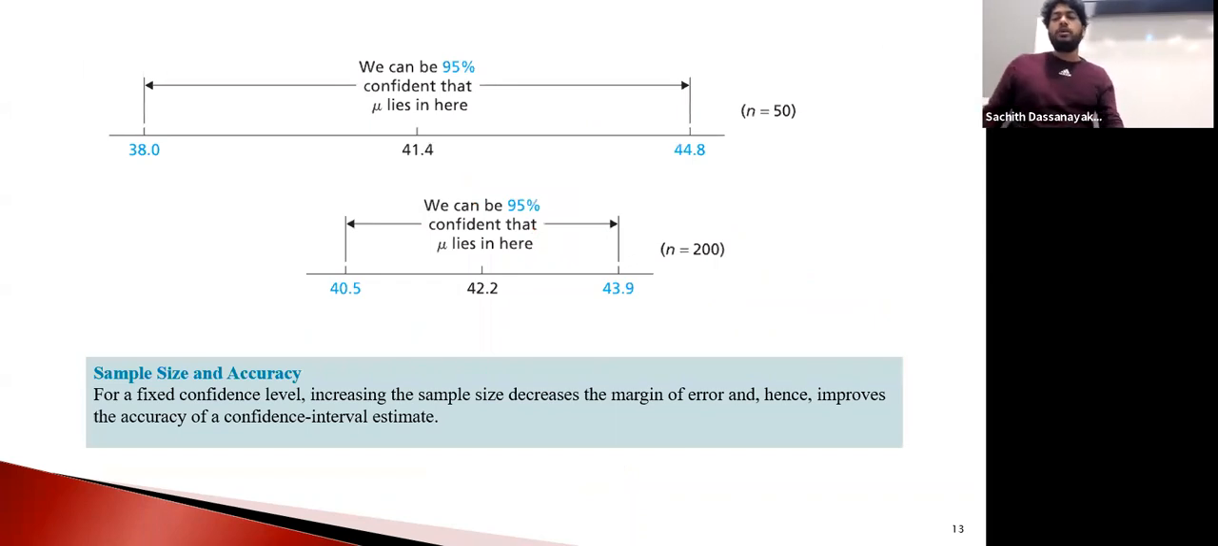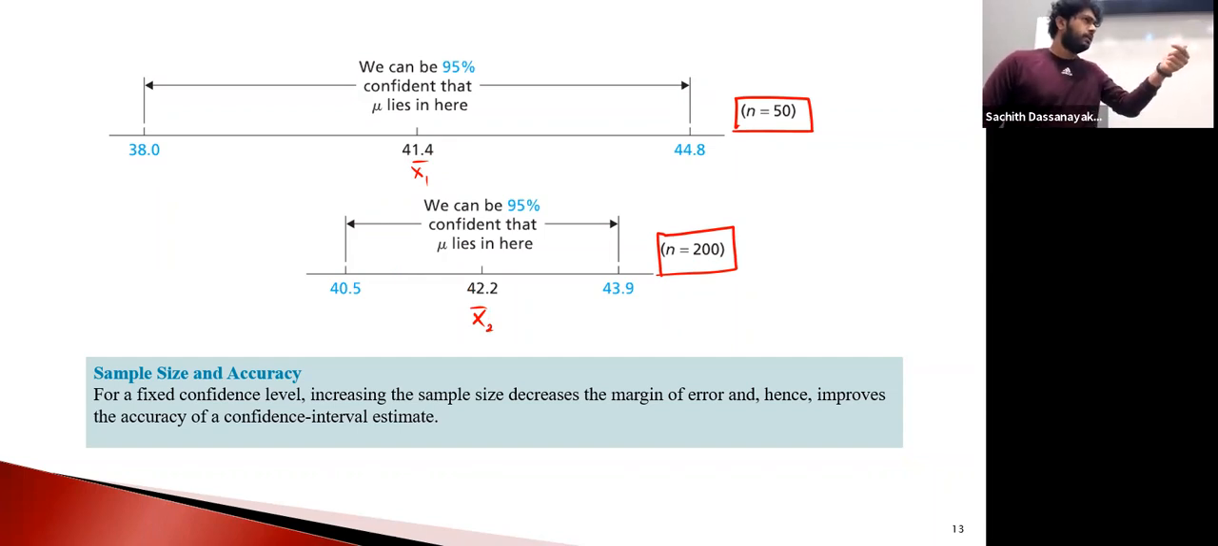So these are two different examples based on two different sample sizes. Here the sample size is 50 and here 200. So they have calculated X bar based on the sample size. Based on sample size 50, X bar, let me call it X1 bar, is 41.4. Based on sample size 200, X2 bar is 42 something. They are different, definitely, right? Because the sample mean depends on the sample size. So values can be different, but check this one.